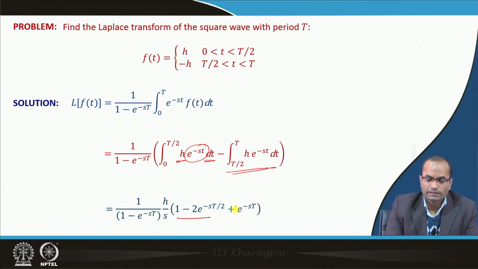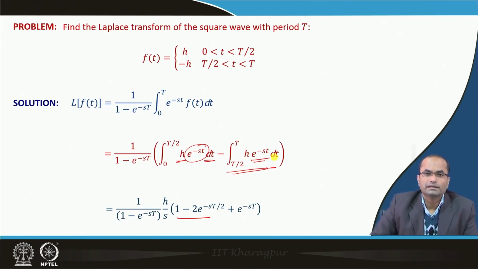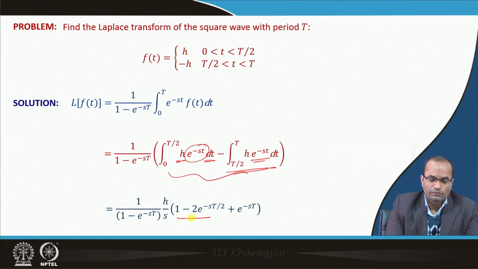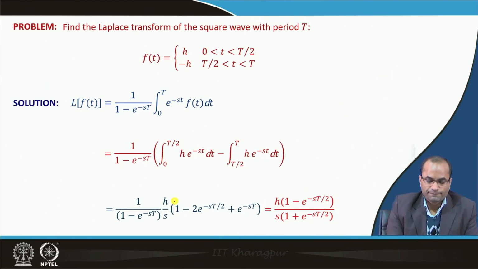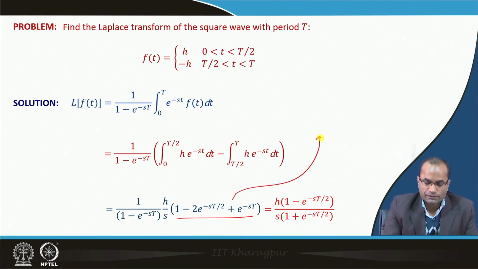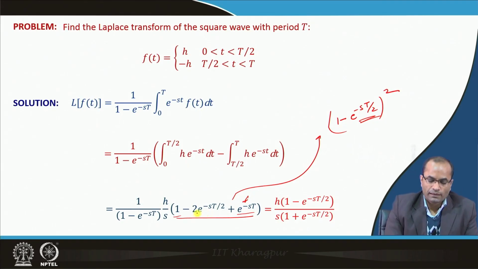Similarly, here we can bring this minus h there, and again we can integrate. When we combine the two, we will get this term, which can be further simplified. This h over s, naturally h over s is there, and this term here in this bracket, which is 1 minus e power minus sT by 2 whole square, because this 1 square is 1 there, and the e power minus sT by 2 square is given here, and this comes when minus 2 times the product.